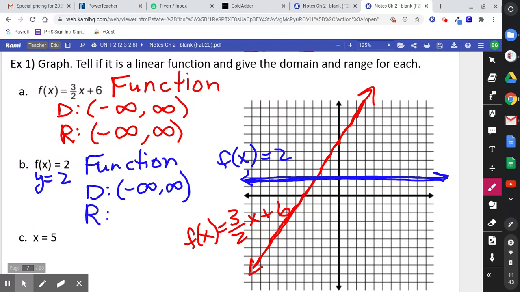Not the range, though. The range, if you squash that onto the y-axis, if you only look at the y numbers, it's only one number. It's only a 2, and that makes sense if you think about the equation as being y equals 2.